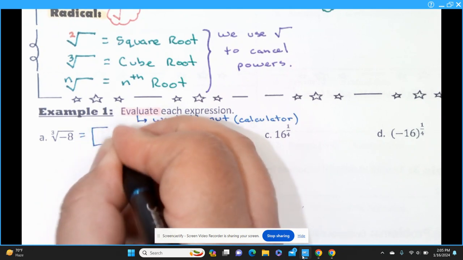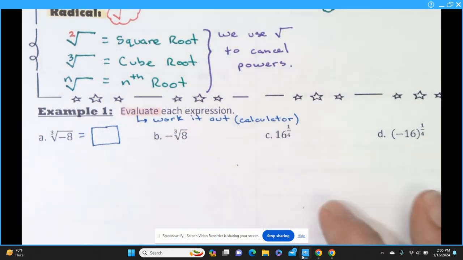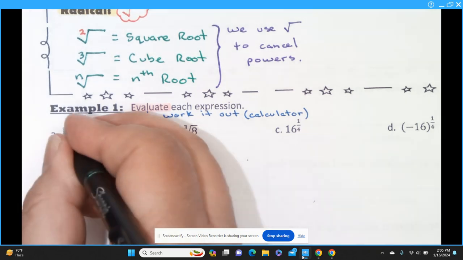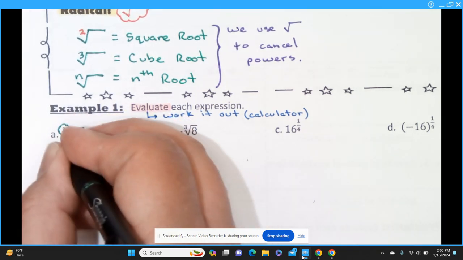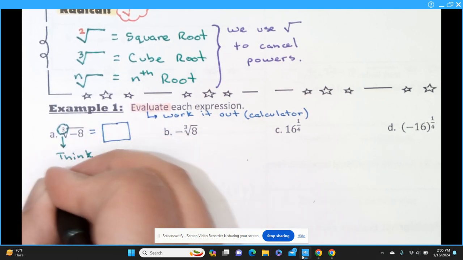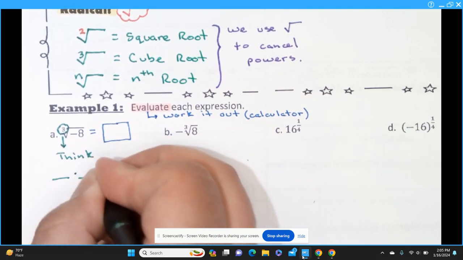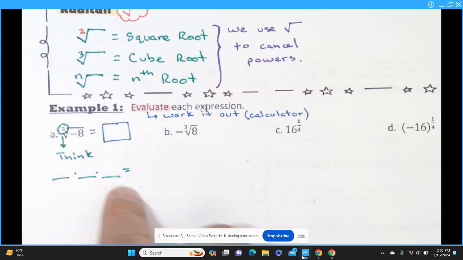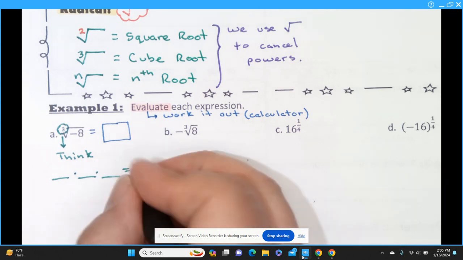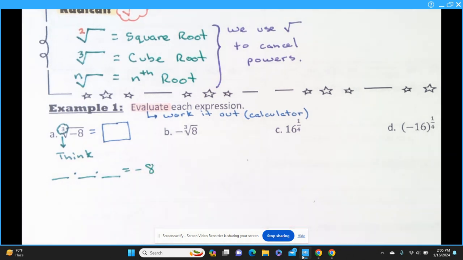Now, the negative is on the inside. I'll put a little box for the answer already because I'm going to start thinking about this. As soon as I see that 3 as my index, here's my thinking. I'm going 1, 2, 3. I've got 3 numbers, actually 1 number that I'm going to write 3 times. I want to get a -8 for it.